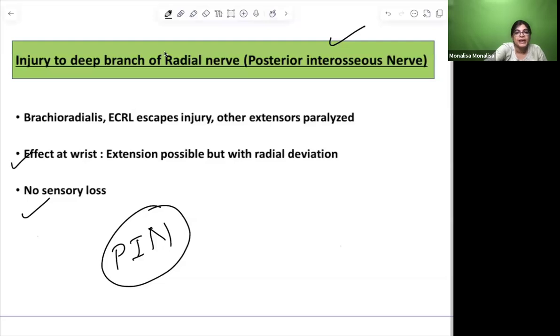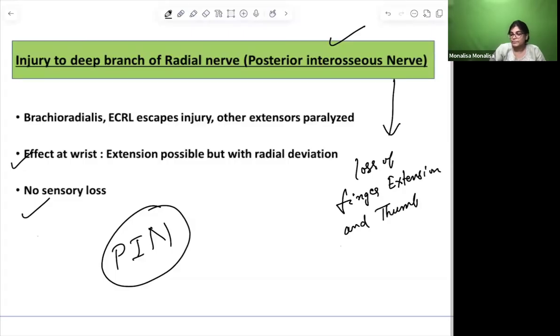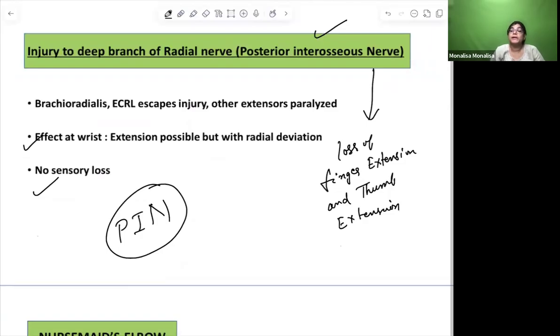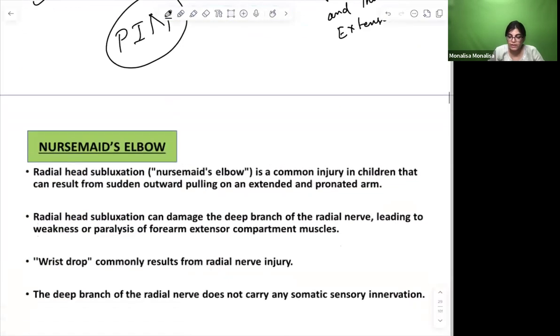Yes, very good. In case of PIN injury, there will be loss of finger extension and thumb extension, not complete wrist drop, because brachioradialis and extensor carpi radialis longus are supplied directly by radial nerve, not by the deep branch. So only there will be loss of thumb extension and finger extension, no sensory loss.